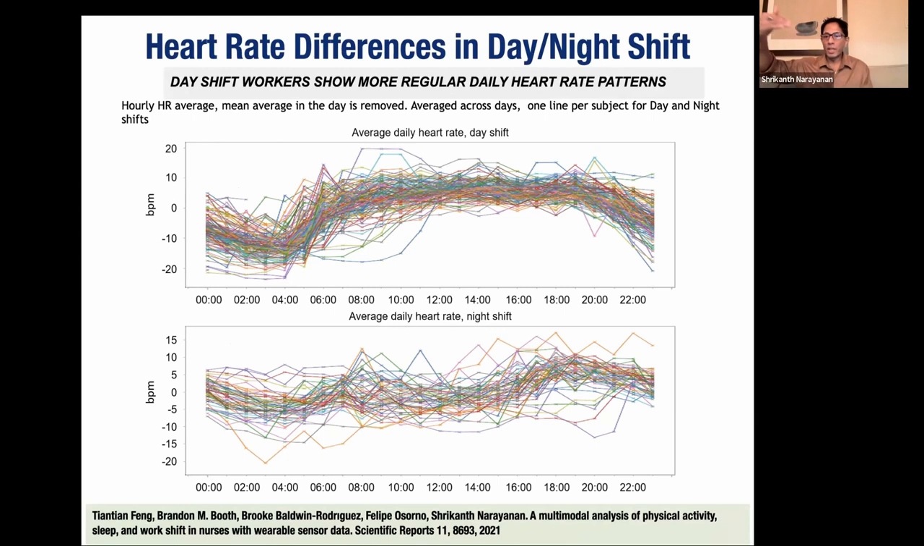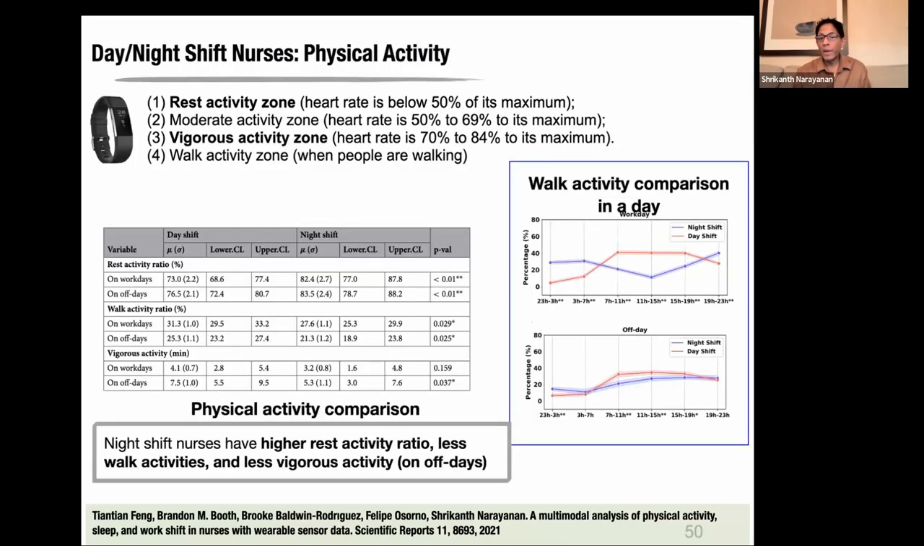We have a particular rhythm, what's called a circadian rhythm, say in our heart rate patterns. The top panel is people who did day shift; people in the night shift had disturbed circadian rhythm. So all these kinds of data can now be modeled in great detail. That's not possible before, with this confluence of sensing, signal processing, machine learning, and hopefully help provide interventions at the workplace.